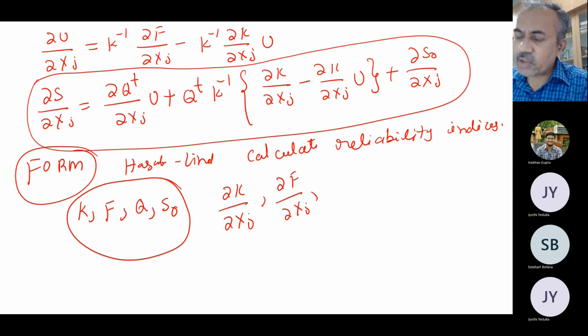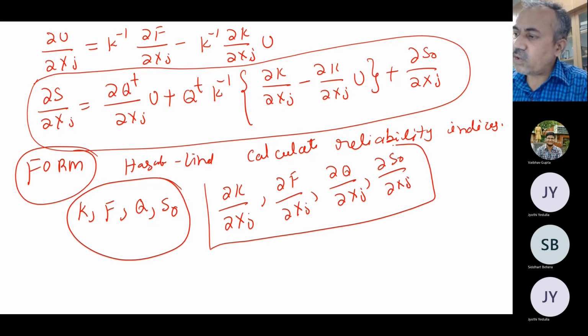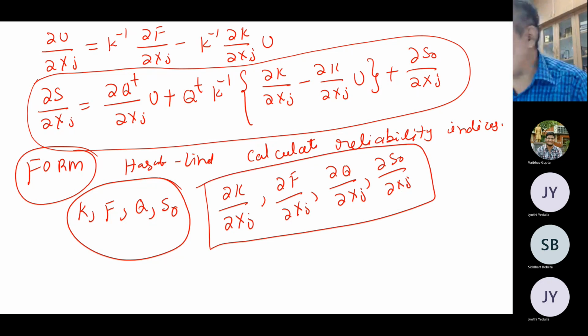So you have to write some small subroutine. Dou q by dou xj, and then dou s naught by dou xj. This information is also required for the reliability analysis. You can write this at the elemental level, and then you can assemble it and come up to the global level also. If you can attach this, then your reliability analysis becomes very simple.